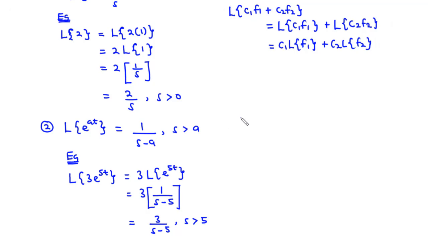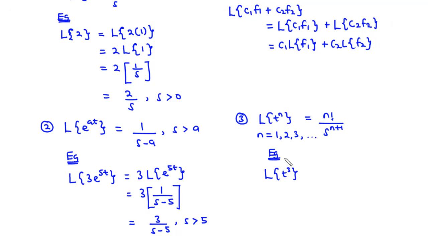Now let's move on to the third function. We are going to consider the function t to the power n, where n is equal to 1, 2, 3, and so on and so forth. Now the Laplace transform of this function is said to be equal to n factorial divided by s to the power n plus 1. So for example, if we consider the function t cubed, we want to find the Laplace transform of this function, then we know that n is equal to 3.